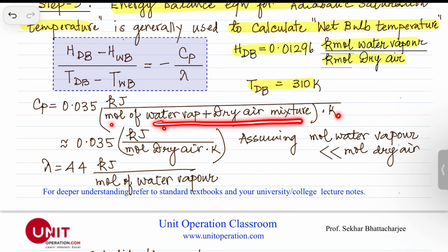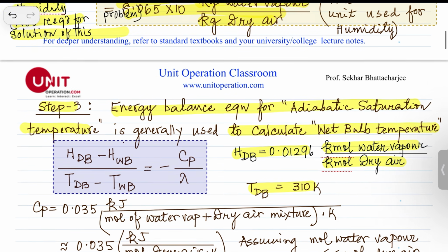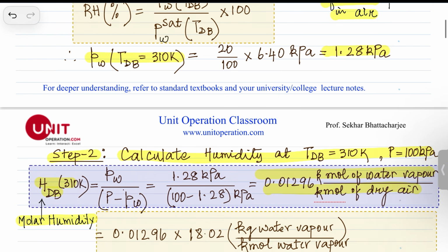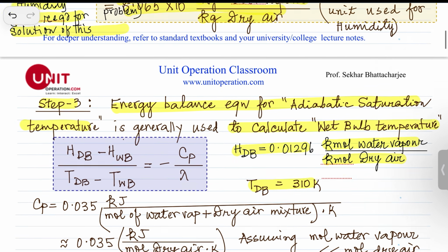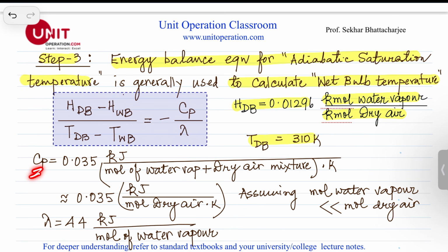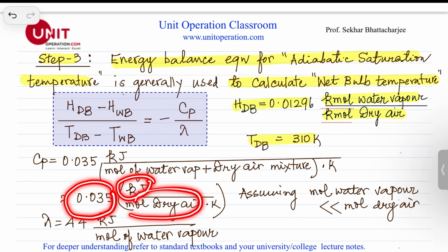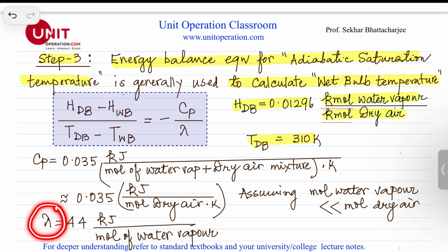But we have to make an assumption here, since the amount of water vapor is very small compared to the dry air, because we have seen the humidity value is 0.01296 kilomole of water vapor per kilomole of dry air. So this amount is very small. So we can essentially say that this CP is equal to 0.035 kilojoule per kilomole of dry air Kelvin. Okay. And this is the molar latent heat of water vapor, which is 44 kilojoule per mole of water vapor.